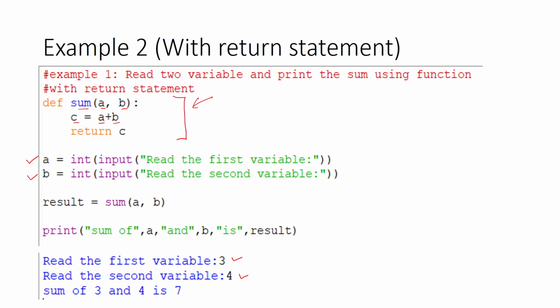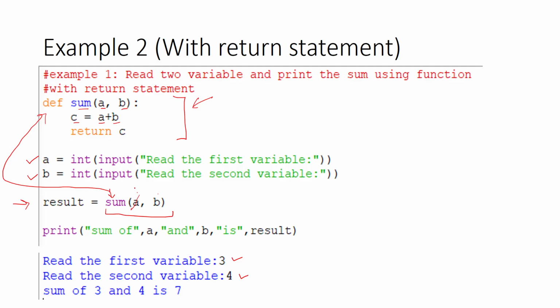Now what happens, it will come to this line. This line has two parts. This is the equation now. So this is an expression. The expression says call this function sum with the values a and b. So at this point, the system will jump to this location with the actual parameters.